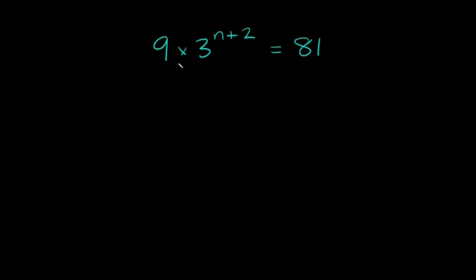So here we have 9 times 3 raised to the n plus 2 is equal to 81. Okay, so the goal is to isolate the variable right here, n, right? So the first kind of easy thing we can do on this side is get rid of the 9. And we're going to do that by dividing by 9.